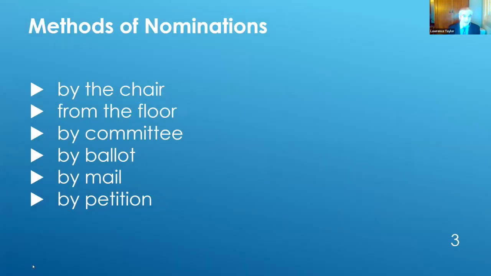As I was saying, there's a number of ways that people could be nominated to a position. You can do nominations by the chair, nominations from the floor, or nominations by a committee. And then there's some that are lesser used, like nominations by ballot, by mail, and by petition. And we'll go over the details of each one of those.